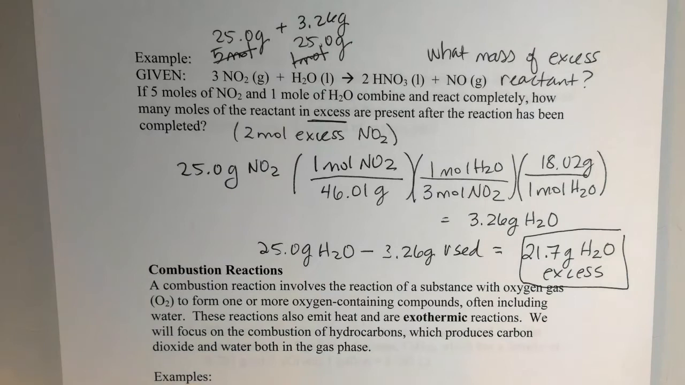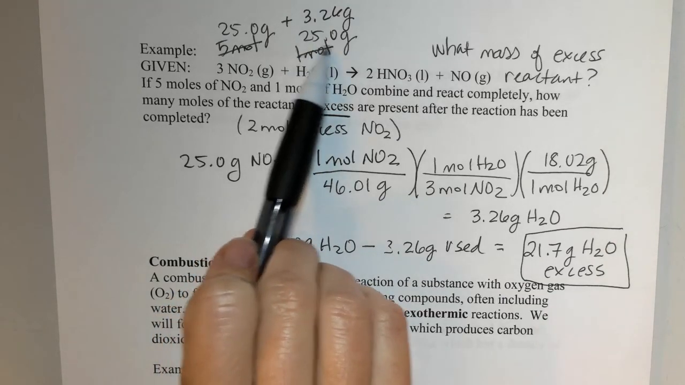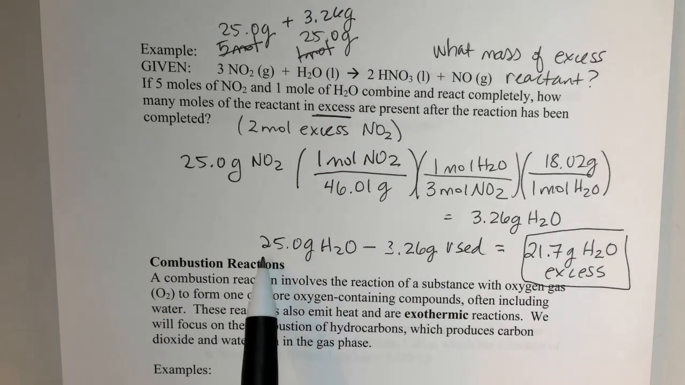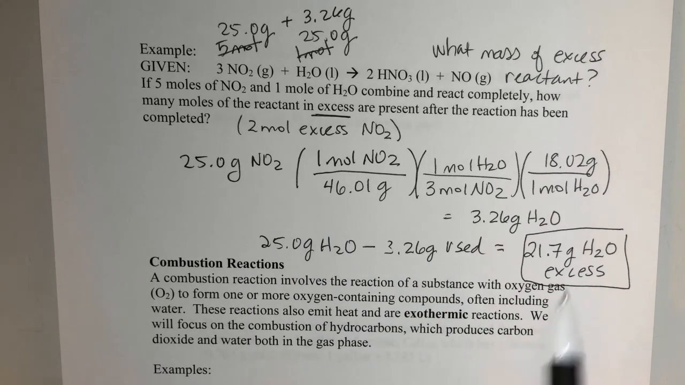So a little bit different than what we did in intro, where we just went for how much product we could make. This is another way you can do these calculations, look at what's left over. What didn't you use? So we took the first reactant, figured how much of the second reactant we would use, but based on the fact that we had much more present, the difference, we started with 25, we only used 3.26 to combine with the NO2. That means 21.7 grams of water would be left over.